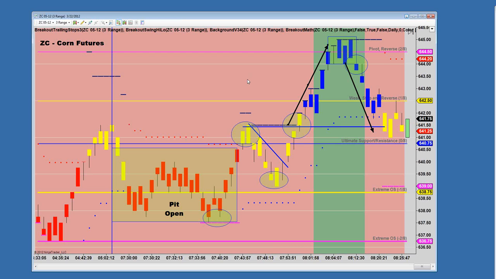ZW, Donald is asking about the pit tick value. I want to say it's $10 a tick.